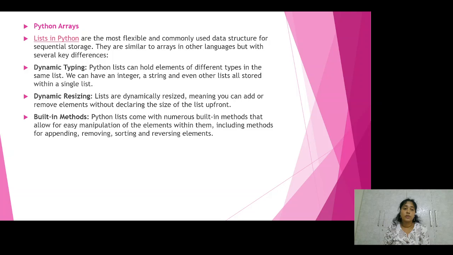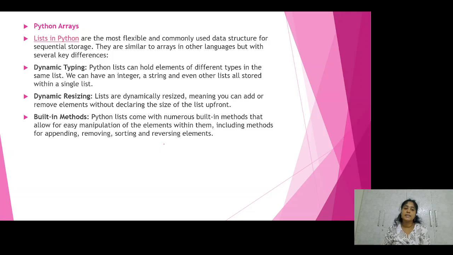But lists in Python are the most flexible and commonly used data structure for sequential data. They are similar to arrays in other programming languages, but with several key differences. Those differences are dynamic typing. A Python list can hold elements of different types in the same list. We can have an integer, a string, and even other lists all stored within a single list. That is dynamic typing, a collection of heterogeneous items.